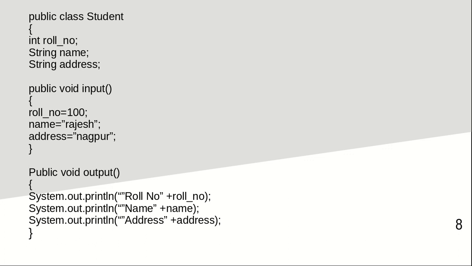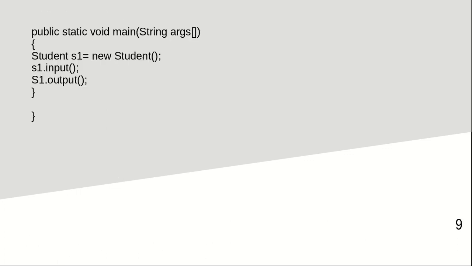Then we discuss the complete example. Here we have defined the public class Student, then the data members roll number, name and address along with their data types. Then we specify two methods, input and output. Within the input method we initialize the members, roll number 100, name Rajesh and address Nagpur, and then print those values using the output statement. After that we specify the main method for our class, public static void main String args, in which we create the object of the class, Student s1 equal to new Student, and s1.input and s1.output.